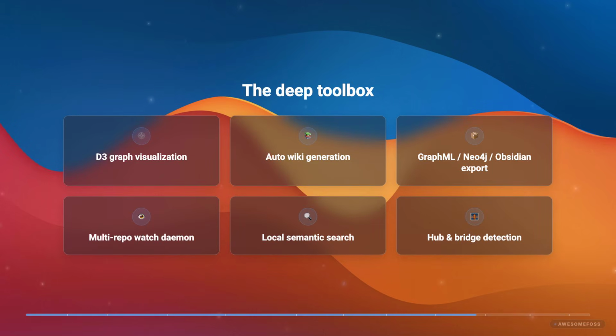You can diff graph snapshots over time to watch your architecture drift, or freeform traverse from any node with a token budget so responses never blow up your context.